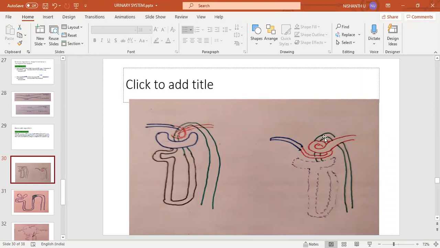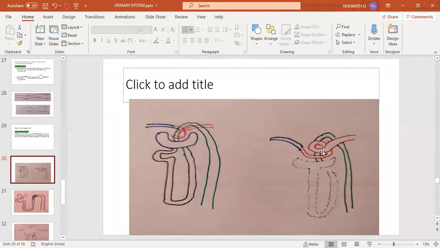Again, I repeat: the early part of the distal convoluted tubule is composed of one specialized type of cells called macula densa cells. Based on the composition of the filtrate, they will communicate with the afferent arteriole as well as the efferent arteriole by releasing certain chemicals. What are those chemicals? I will discuss later on.